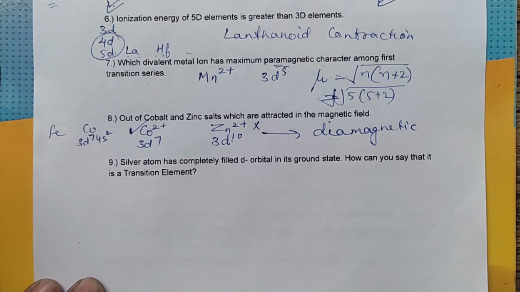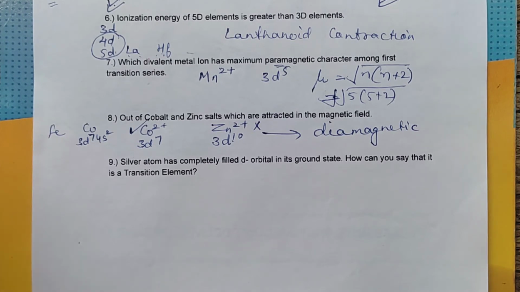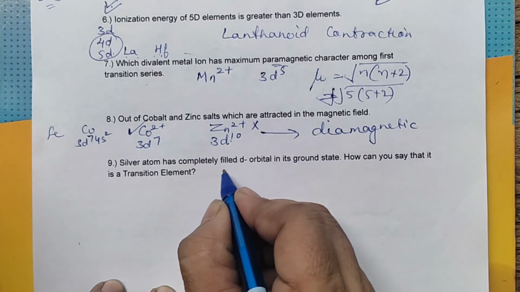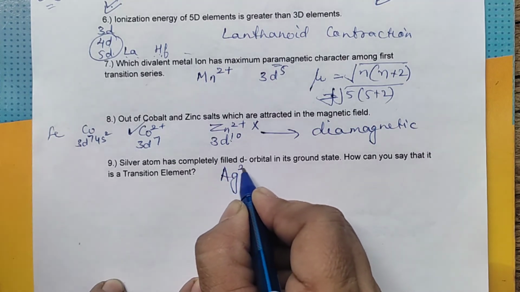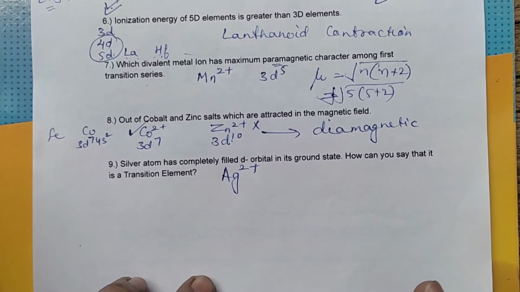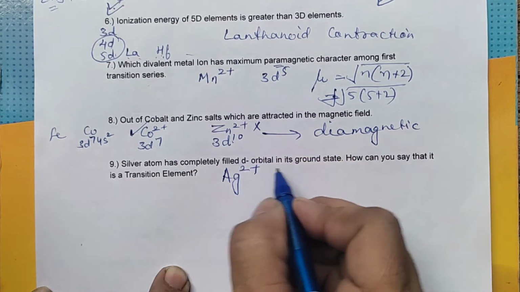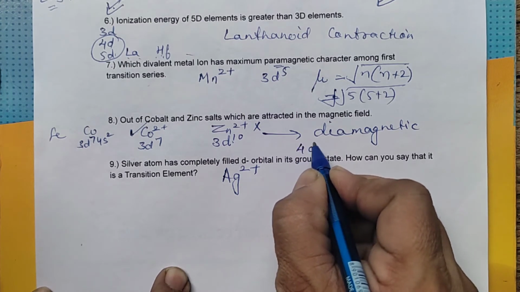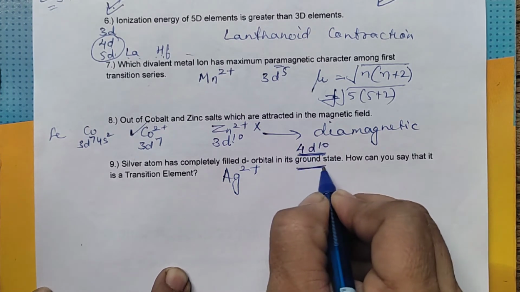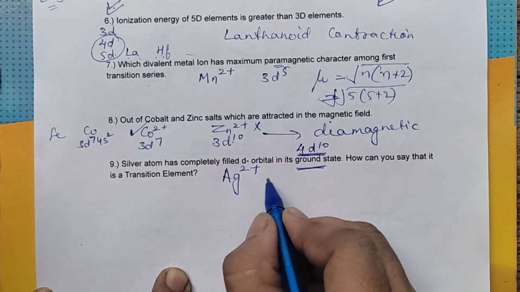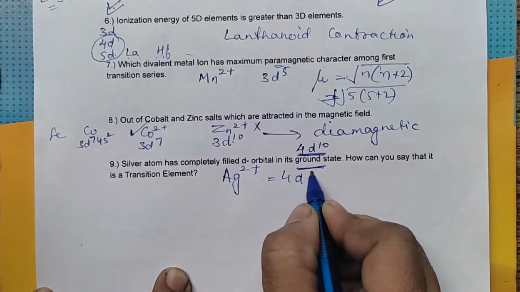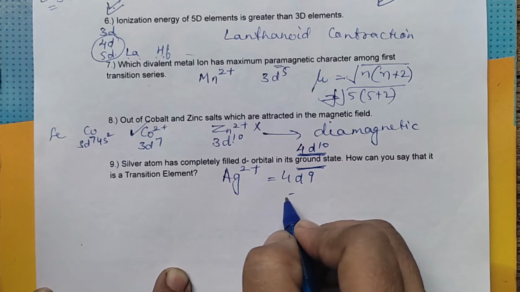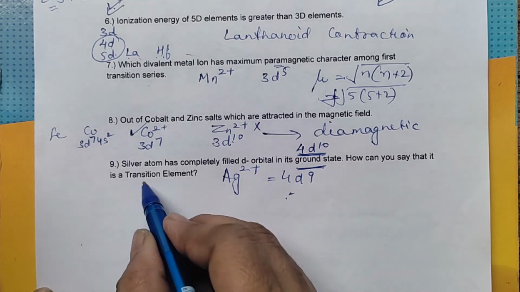Got it? Next, silver metal atom has a completely filled d orbital in the ground state. Then how can you say it's a transition element? For that you will write that silver can also form 2+. In the 2+ state it has an unpaired electron. In the ground state silver has 4d10 configuration, but in this state it will have 4d9 configuration. So it has an unpaired electron, and because of that we say it is a transition element.